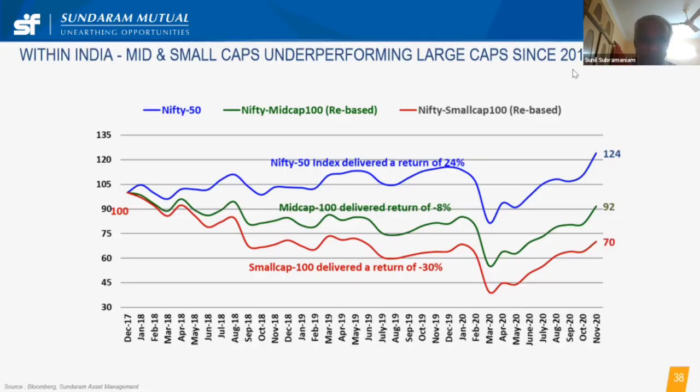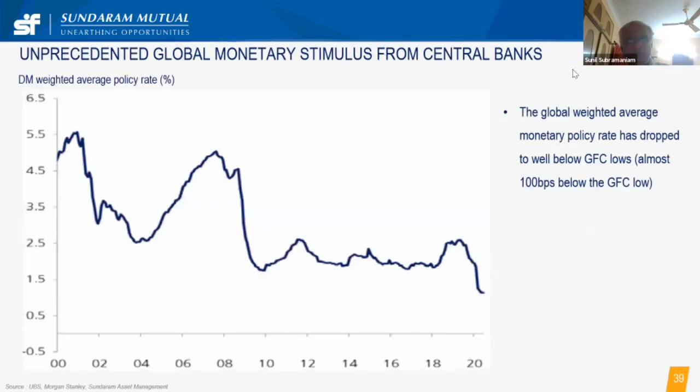Wide divergence in performance, right? The reason for this is the foreign money. Now, why did the foreign money come? Why does foreign money come into large caps largely, right? Why did the foreign money come? Because in response to the COVID crisis, central banks in the developed markets reduced interest rates drastically.